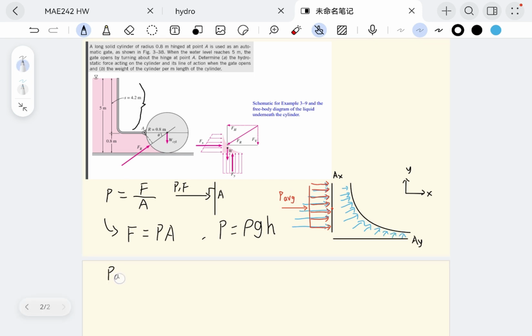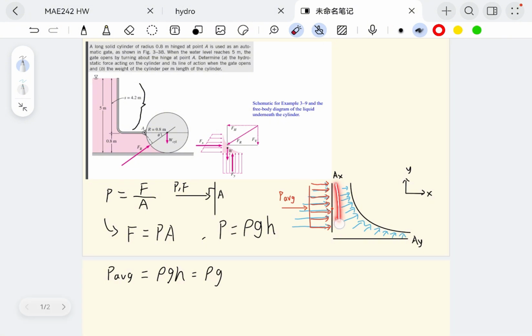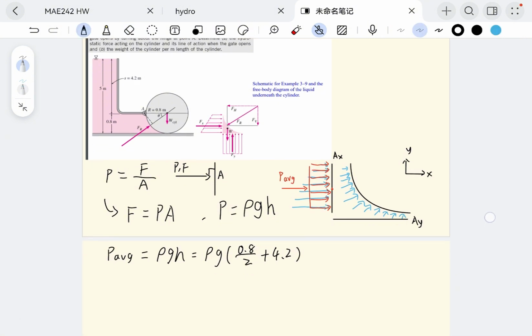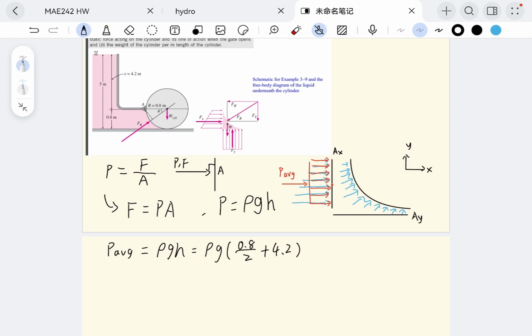The average pressure is equal to rho g h, and the h here is the middle point of AX, which is this length, 0.8 meters, so the centroid would be 0.8 divided by 2. And do keep in mind that it's also 4.2 meters deep, so plus 4.2, and this would be our pressure. But we're looking for forces, so we are going to multiply that. Let's call it Fx.